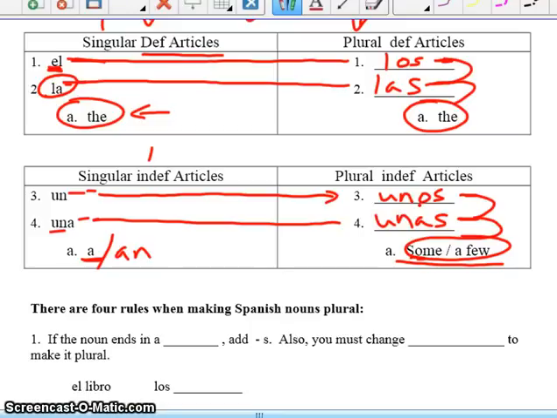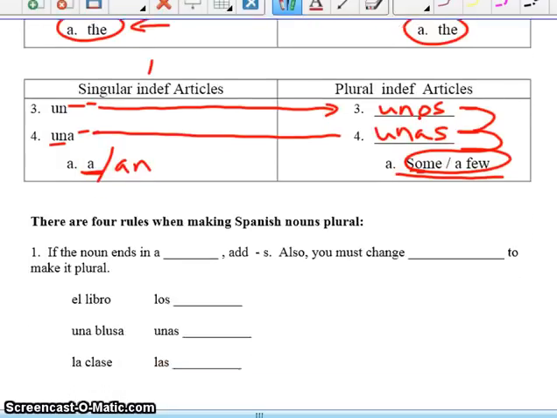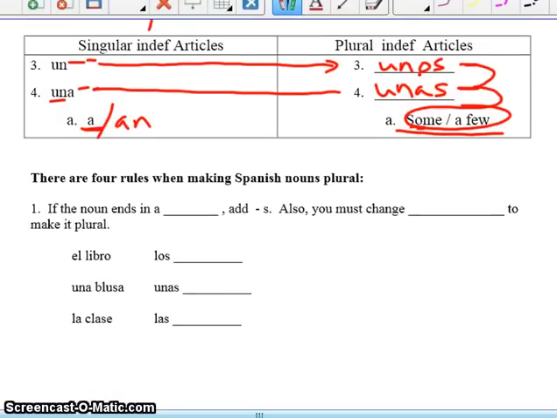Okay, now I'm going to teach you the four rules for making Spanish nouns plural. This is just for nouns. So there are four rules when making Spanish nouns plural. Okay? So let's think about this first rule. I'll tell you what it is and then we'll practice some.